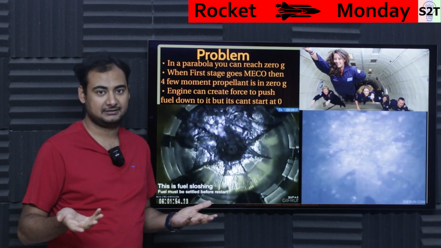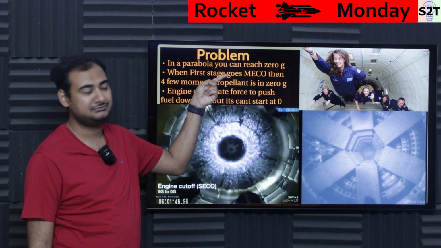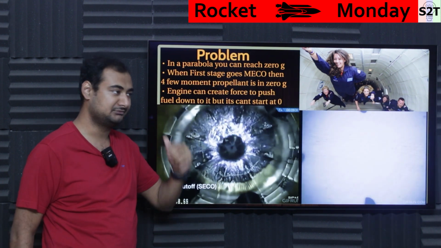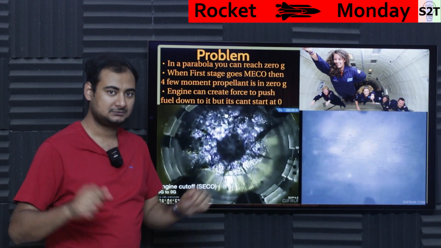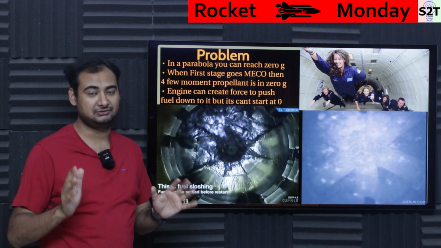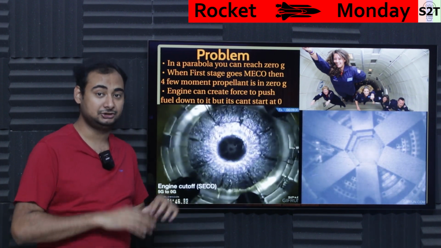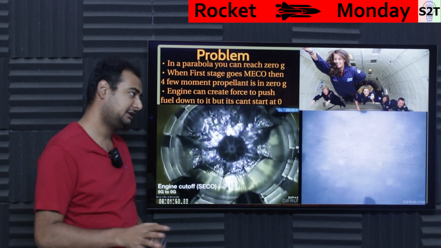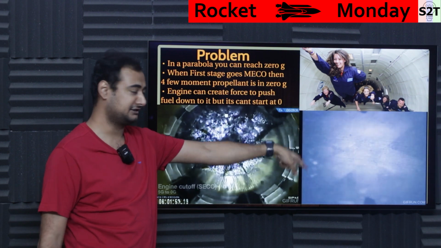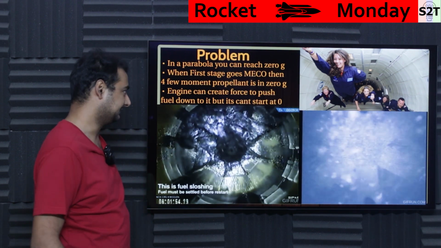So when this happens, the moment you trigger what we call MECO, main engine cutoff, the moment you have that signal and the engine goes off, you are literally in 0G. The propellants inside are behaving YOLO. So they can literally start sloshing around for no reason. This is in Saturn V, so be mindful. It is a serious thing.